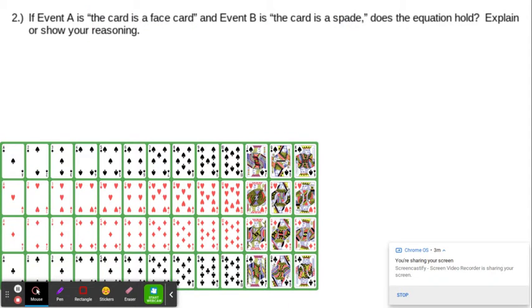How about event 2, or number 2? Actually, I'm going to stop there and we'll take a look at this one in a separate video because I'm almost out of time.